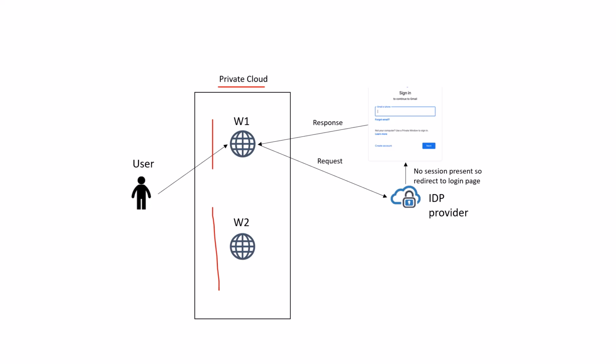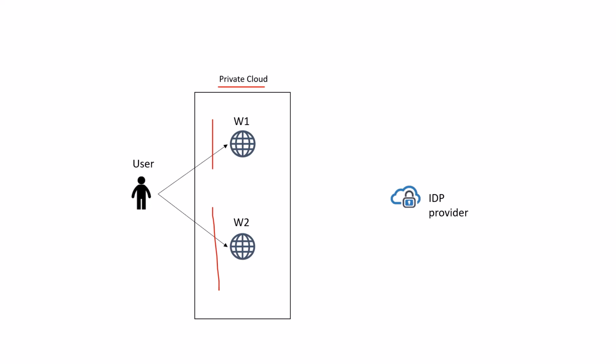Now the same user tries to access the W2 website. Again, W2 first redirects to the IDP provider. But as the session for the user is present, the user doesn't need to log in again. The IDP will send the response back to W2 and will grant access to W2 directly. So this is how the OIDC protocol works.